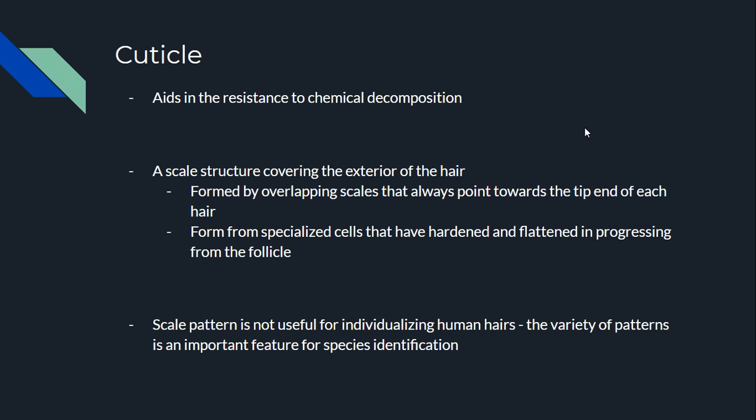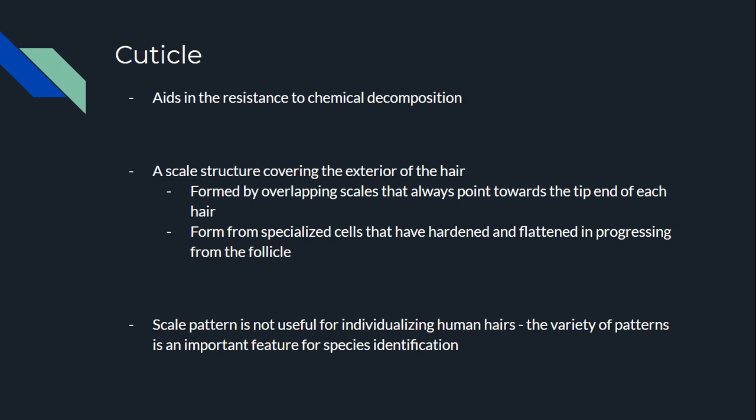The cuticle is the outermost strand or outermost piece of the hair. It aids in the resistance to chemical decomposition. This is why most corpses who have been decomposed over a long period of time tend to still have a full head of hair. It's a scaly structure that covers the exterior of the hair. It's formed by overlapping scales that always point towards the tip of the hair, so away from the root, towards the tips.